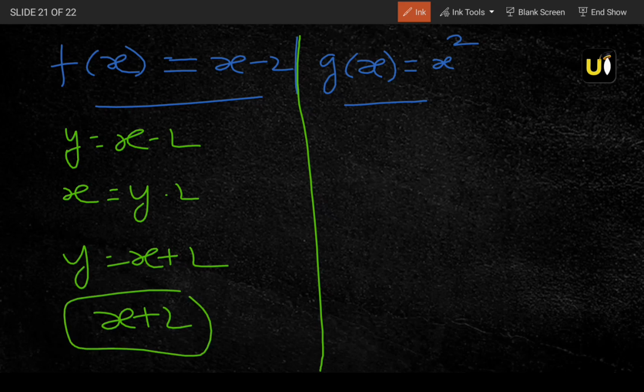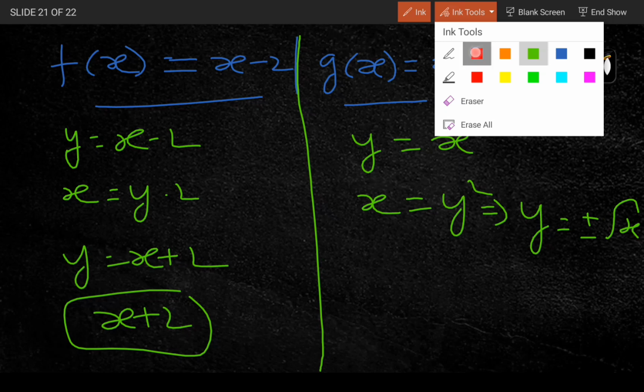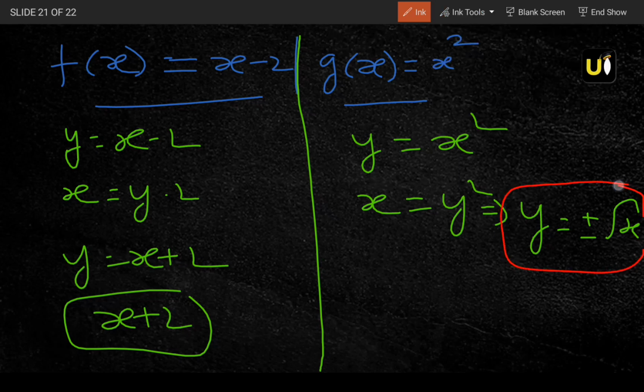Whereas coming to g of x, again y is equal to x square. Interchange x and y, that means x is equal to y square. That means y is equal to plus or minus root x. See here, we are getting two different possible values of y for the same x. That means the x square function is not one-to-one.